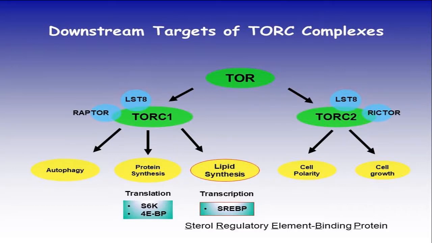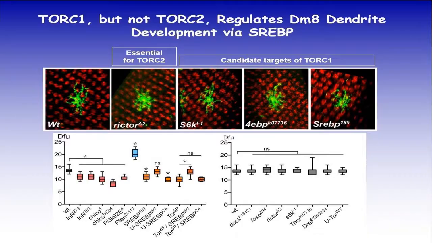Some of you might know that Tor is in general described as a Tor1 and Tor2 pathway, and they regulate very different aspects. The particular Tor1 is involved in protein synthesis through S6K and 4EBP, controlling translation, and also several transcription factors, including SREBP, the sterol regulatory element binding protein, and also regulates autophagy. What I find is that if you remove other parts of the pathway, it doesn't really change the size of the dendritic arbor.